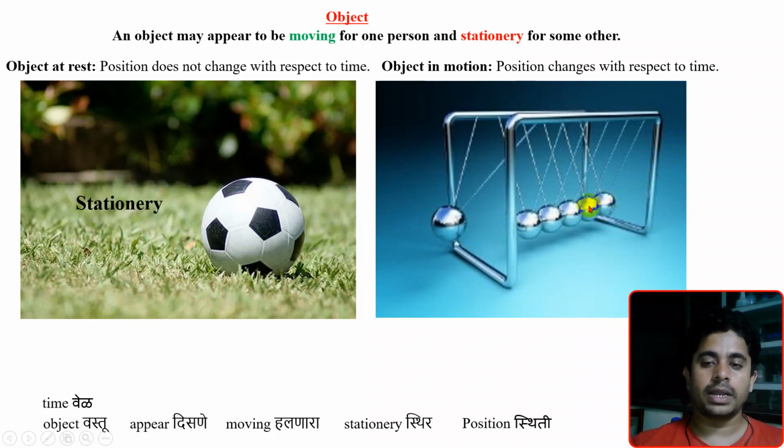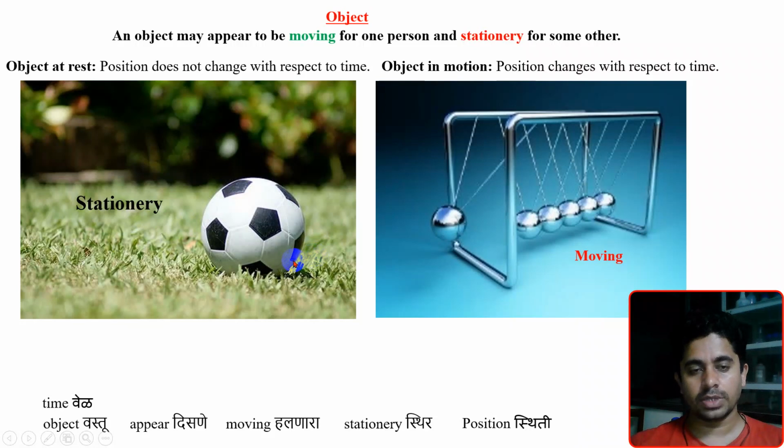Again, it will come back. Again, it will hit the corresponding balls. Like that, the motion will go on, and continuously that motion will repeat. Here, for this particular spherical ball, I can say the position of this ball, or any ball, is changing with respect to time. So whenever the position changes with respect to time, we say that the object is moving.